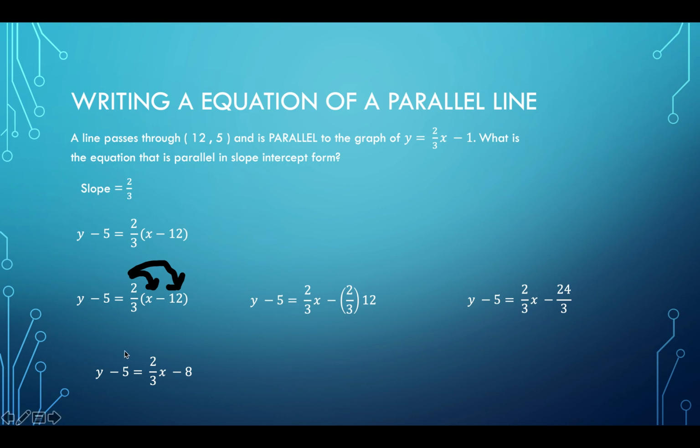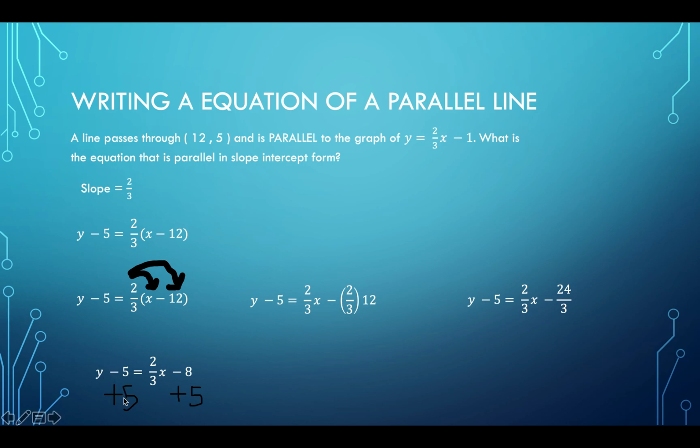Now, because we want an equation in slope-intercept form, we got to get y by itself. How are we going to get y by itself? Well, we have this negative 5 here, so we got to add 5 to each side, because remember, what we do on one side of the equal sign, we're going to do on the other. So I went ahead and added 5.